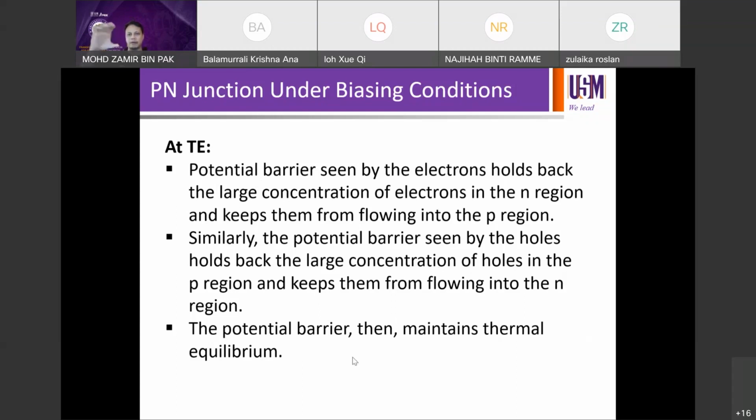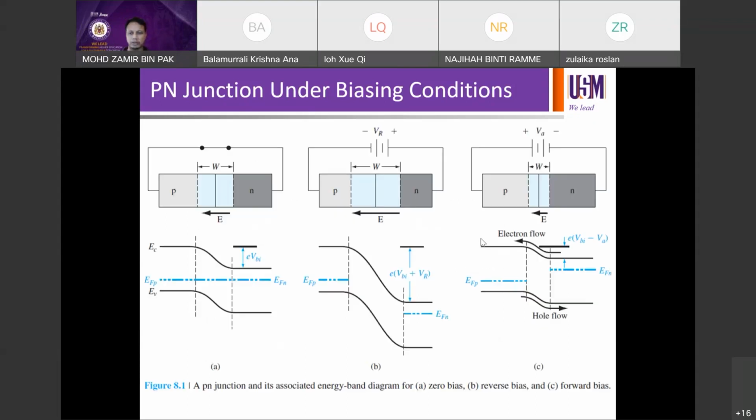The barrier that you have obtained, the QVBI, will keep the thermal equilibrium condition as it is, and there's no further diffusion of electrons into the p-type, or holes into the n-type. As long as you are still having diffusion of electrons into p-type and holes into n-type, that means your thermal equilibrium condition is not yet achieved. Once it is achieved, there's no more diffusion, everything stops. That is thermal equilibrium condition.